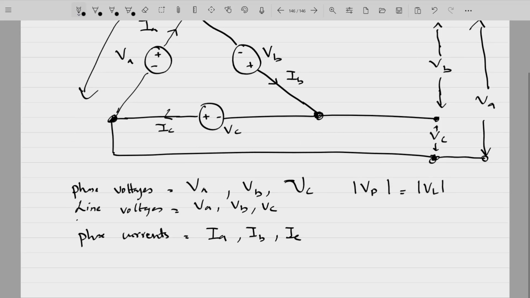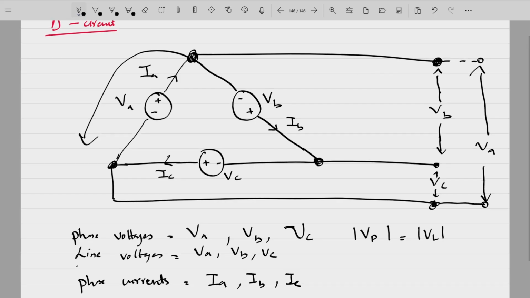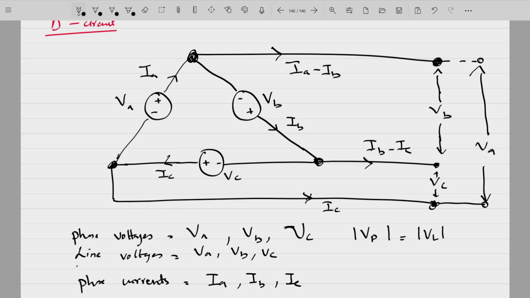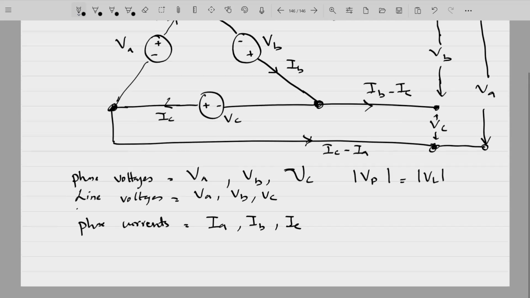But as far as the phase currents and line currents go, they are not same in this particular case. In the individual phases, the phase currents are IA, IB, and IC. Now in this particular line, the current will be IA minus IB. In this particular line, the current will be IB minus IC, and in this particular case, the current will be IC minus IA. ठीक है.